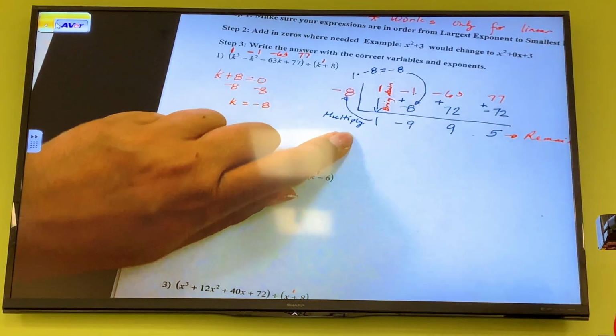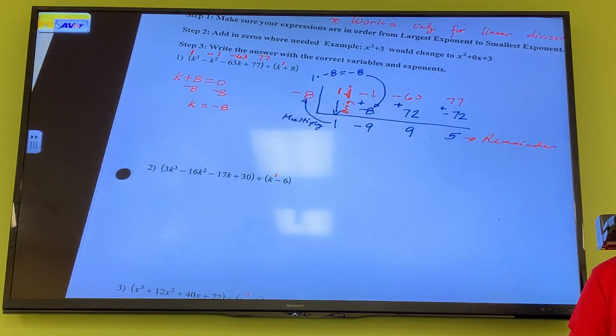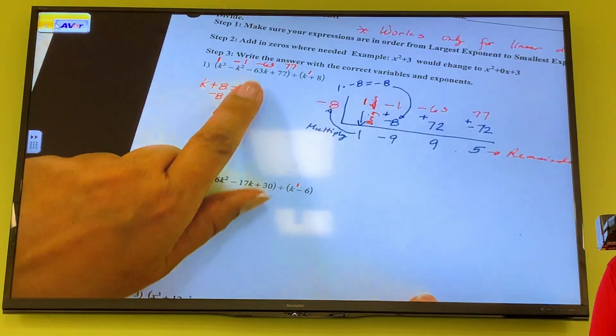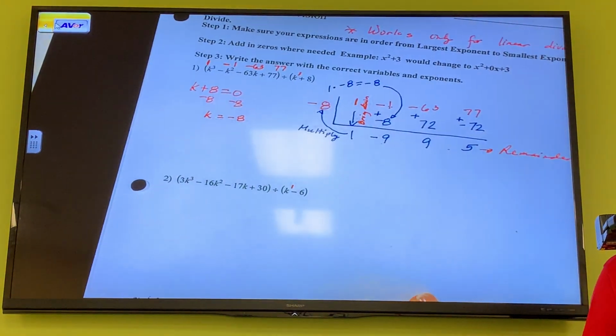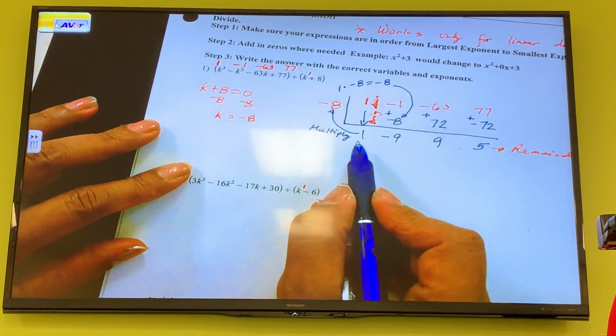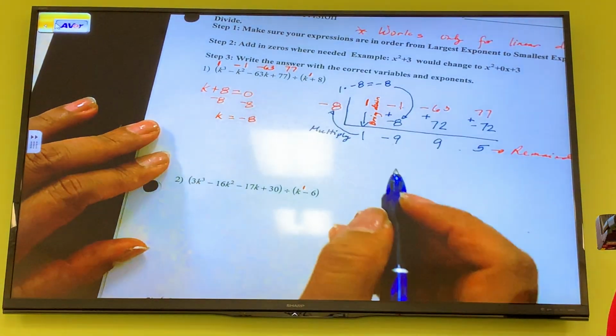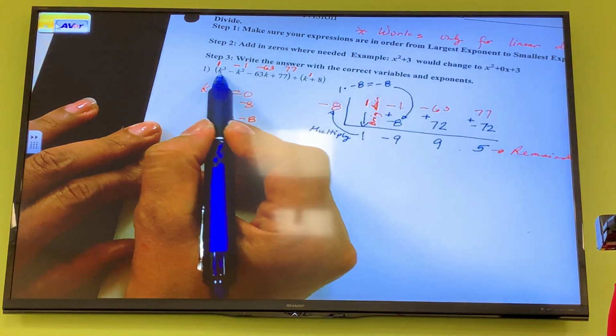Now, of course, the only thing that we're missing is what about the variables? Because if it's a polynomial, that means our answer is also a polynomial. Okay, and it's very easy. The first exponent will always be 1 less than the highest exponent of your dividend.